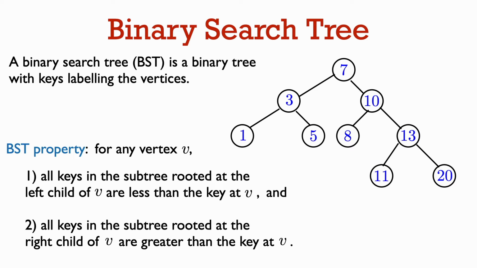Since this property holds for every node in the tree, all the keys in the left subtree of a node are less than the key at that node, and all the keys in the right subtree of a node are larger than the key at that node. We represent this pictorially by this picture here. If the key at a node is x, then all keys in the left subtree are smaller than x, and all keys in the right subtree are larger than x.